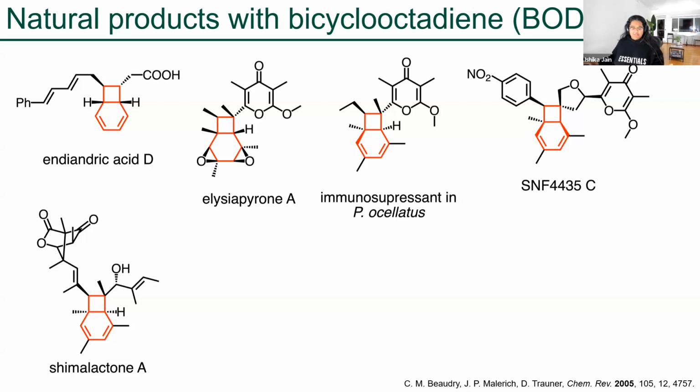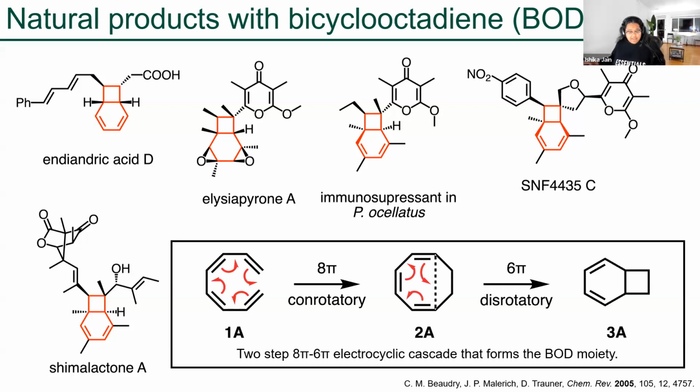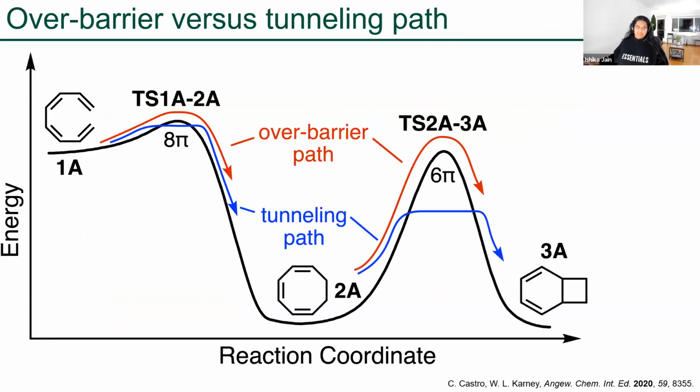What's really interesting is that these structures arise from a two-step electrocyclic cascade reaction, from an 8 pi electron to a 6 pi electron electrocyclic reaction. This cascade proceeds non-enzymatically and thermally, making it viable to explore kinetically by computation. But in order to understand kinetics, we have to consider two possible things: the classical mode and the non-classical mode. Depicted here is the 8 pi, 6 pi cascade as it progresses with varying energy levels and the structures required. In red, we have the classical overbarrier path, and in blue, we have the quantum tunneling path.